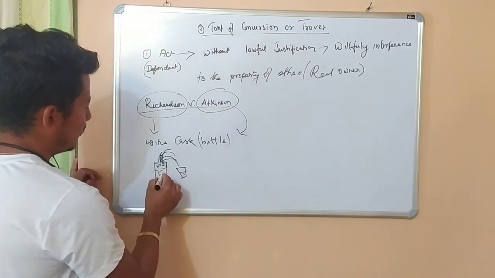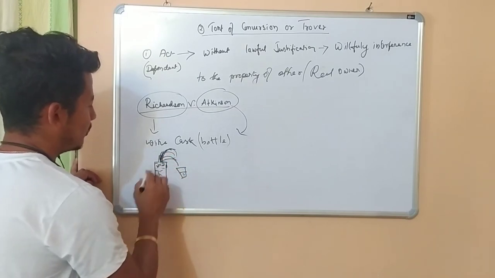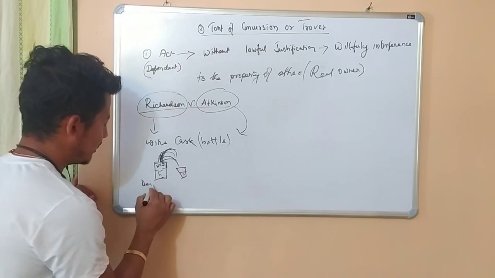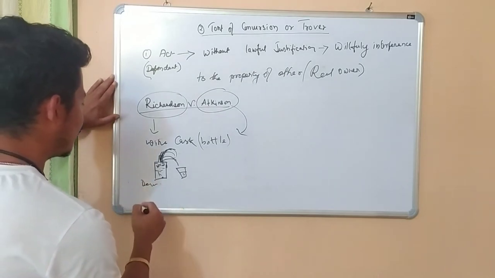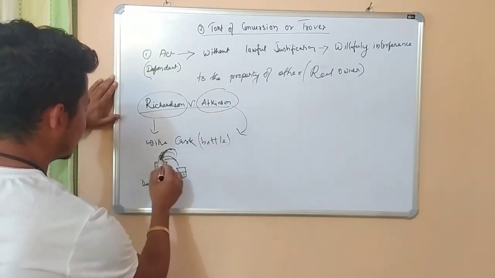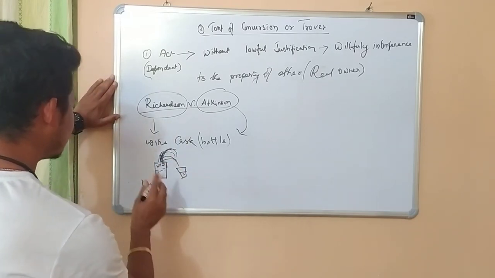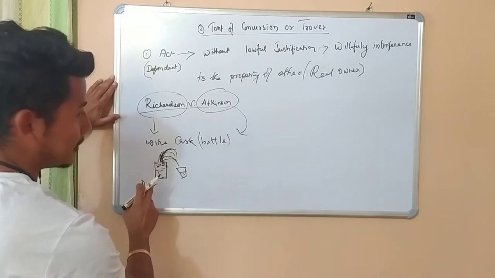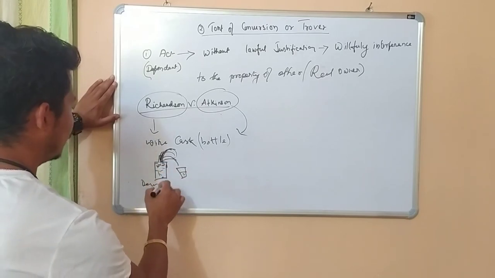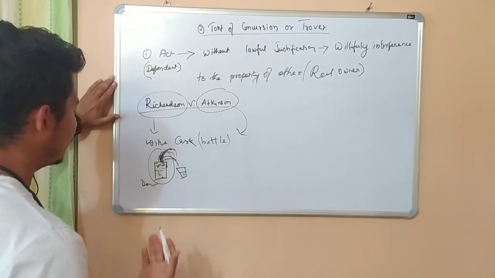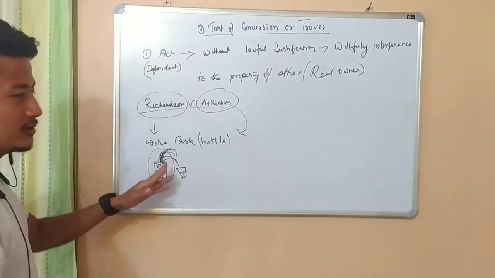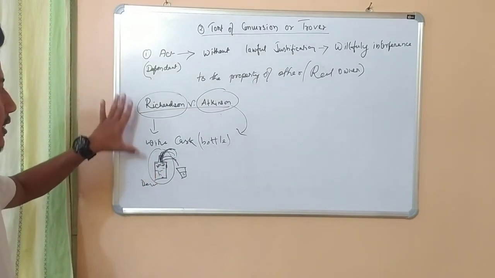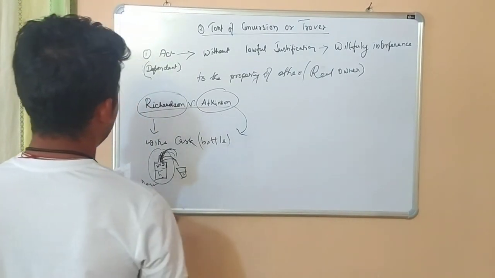Since he has introduced water into it in order to make it good, the taste, the flavor, the quality or quantity of the wine will decrease. So here Atkinson has committed trover, or say conversion. Atkinson poured out some wine, and to make good the remaining part, he filled the bottle with water. Now the quality of the wine decreased. This is called trover or conversion. The court held him liable. So this was the case of Richardson versus Atkinson, and this case is also really important.